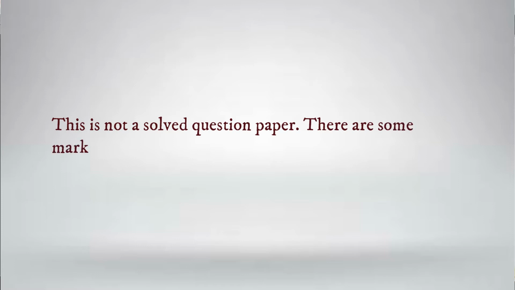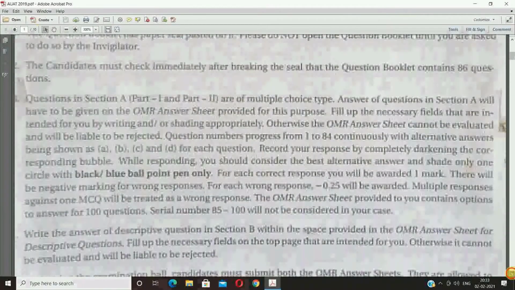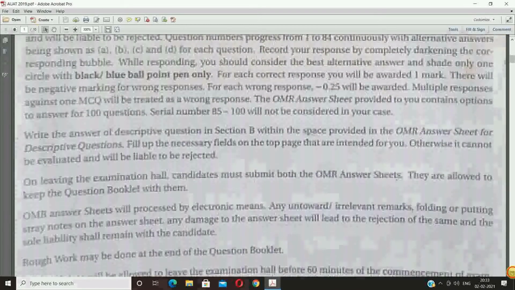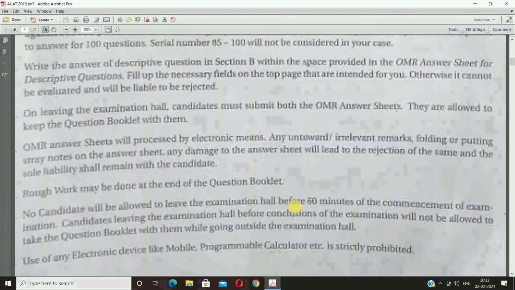Okay, so I'll show you the basic important instructions for this exam. Here I have already mentioned that this question paper has 86 questions. One is a subjective question and the 85 questions are MCQ questions. Each question carries 1 mark, and if you give a wrong answer, then 1/4 of 1 mark will be deducted, meaning 0.25 will be deducted for a wrong answer. As it's an exam of 2 hours, within 1 hour of the commencement of the exam you cannot go out for washroom purposes. After 1 hour you can go out.